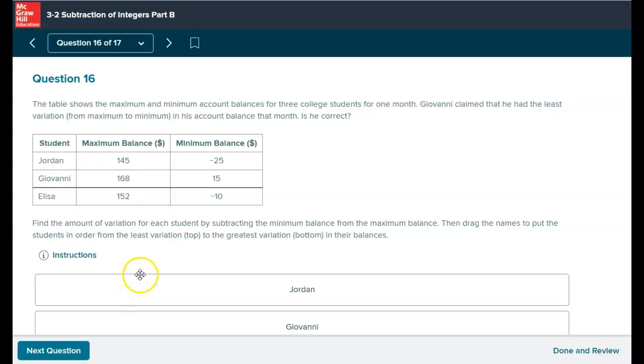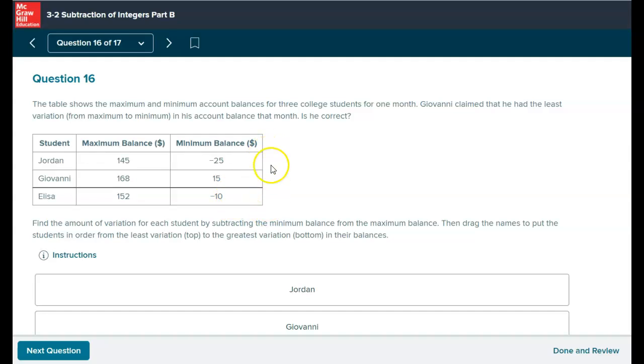We're getting there, 16. All right, so here we have the minimum and maximum balances for 3 college students, okay? Find the amount of variation for each student by subtracting the minimum balance from the maximum balance. Then drag the names to put the students in order from least variation at the top to greatest variation at the bottom, okay? So you would go through and you would do 145 minus negative 25. You would do 168 minus 15 and 152 minus negative 10.